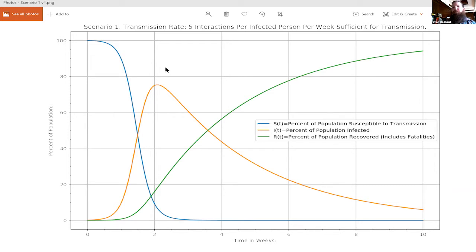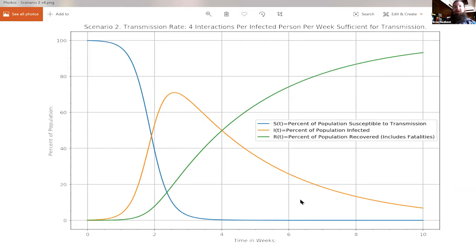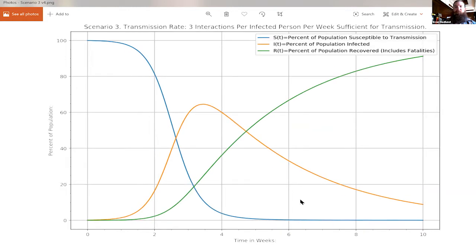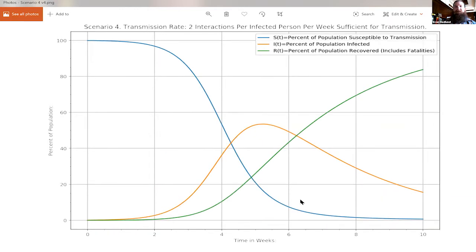So here, if we have 5, you can see moving on to 4. Here we go. With 4, you can see that the orange curve is a little bit less in height than before with 5. As we move down to 3, it's even more dramatic, and 2, even more pronounced.